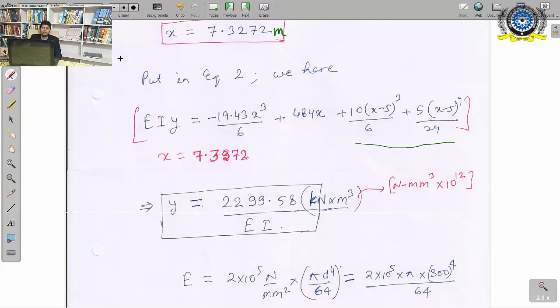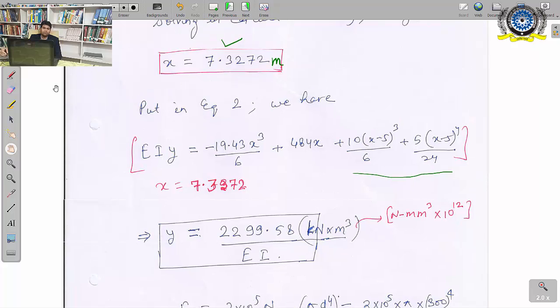Here one thing you will note: we assumed that the maximum deflection was between 5 and 10, and x is 7.3272 meter. So this is between 5 and 10, so 5 less than x less than 10. Whatever we assumed was correct. Hence this value is valid and acceptable.